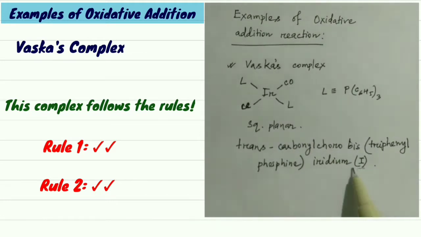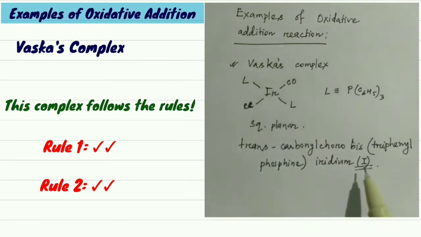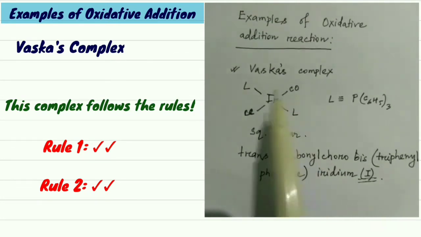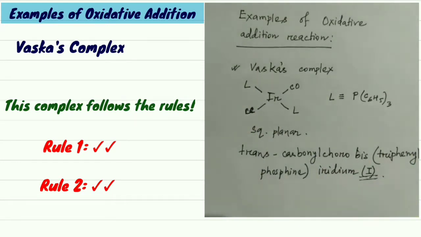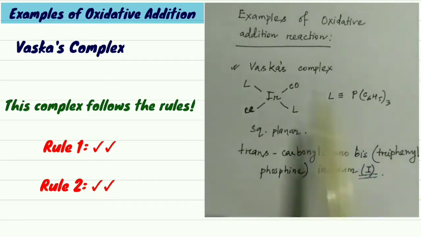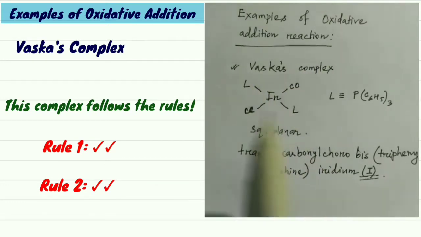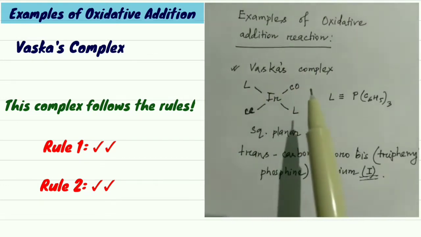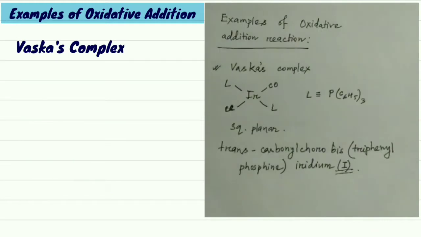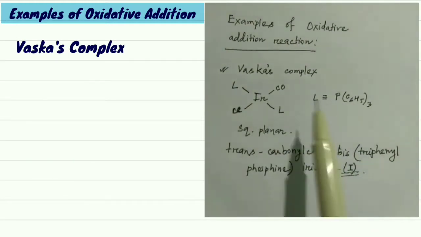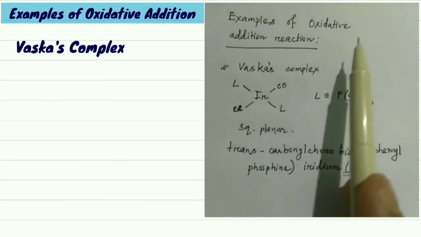So here you see the oxidation state of the iridium metal in this complex is only +1. That means this organometallic complex obeyed the 18-electron rule. Then there is a possibility that this complex can exhibit the oxidative addition reaction. Understand? So this is one example of a complex which has the capacity to show oxidative addition reaction.